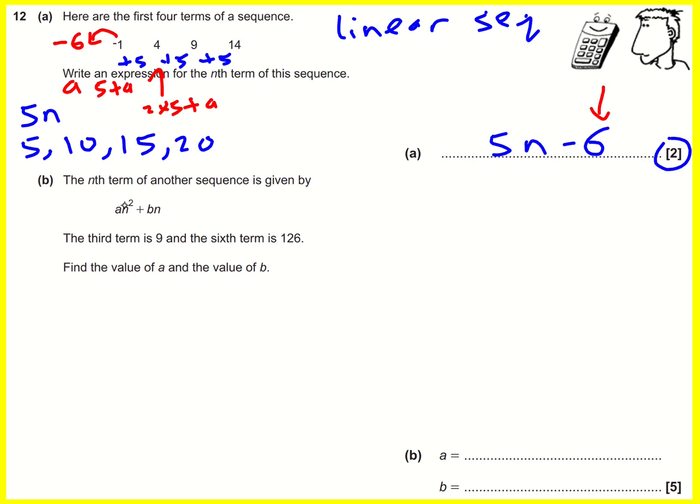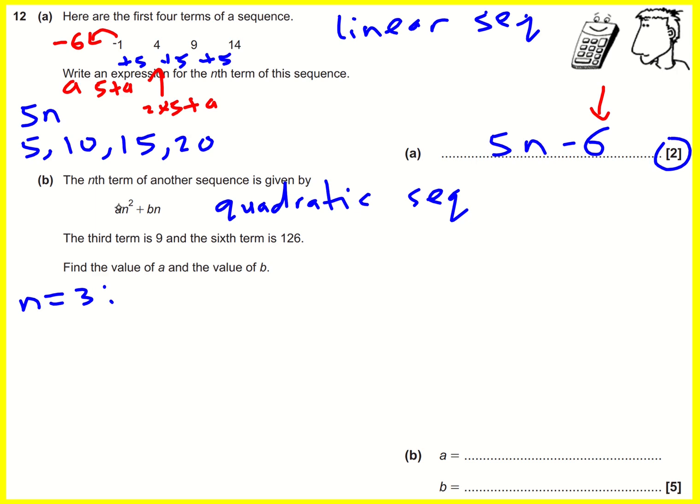Right, the second sequence, this is a quadratic sequence. I don't have a constant term in it. All the terms are dependent on n. And I'm given the third term and the 6th term. So I think the best thing to do is substitute that in. Substitute in n equals 3.